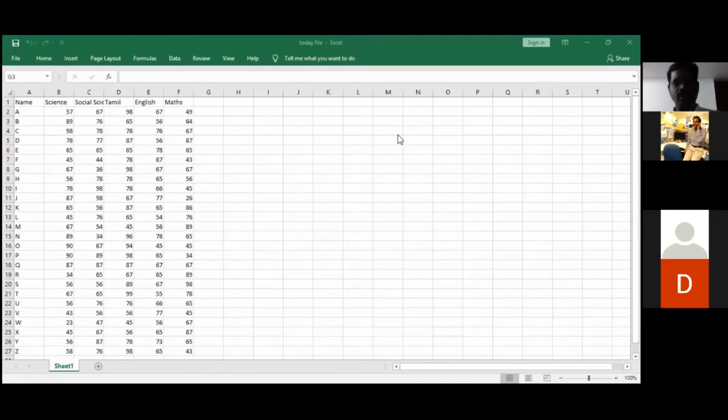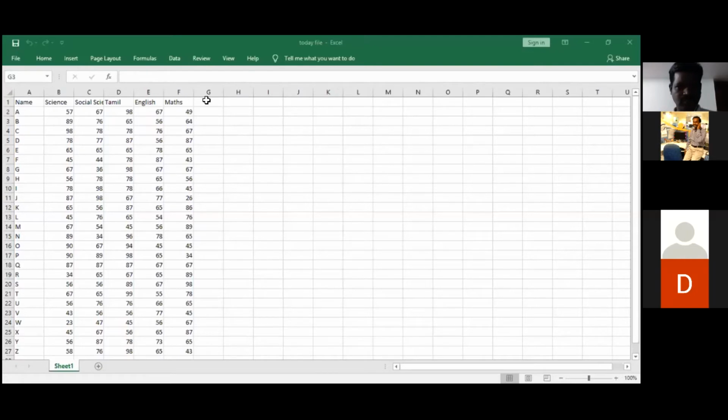So first, I think these are the names A, B, C, D. It's assumed data. For science, A scored 57 marks, then social science 67, then Tamil 98, English 67, and maths 49. These are the marks.